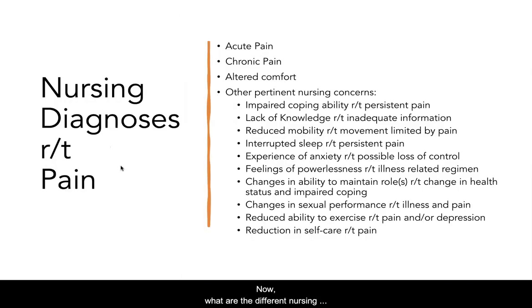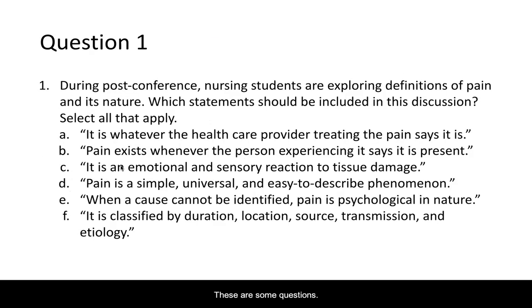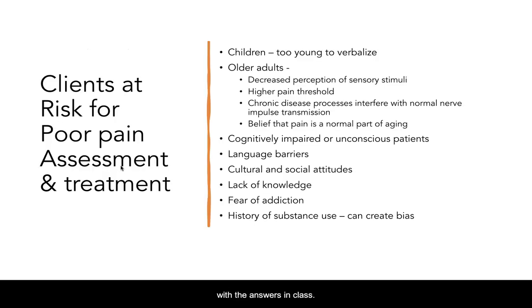Now, what are the different nursing diagnoses related to pain? We have acute pain, chronic pain, altered comfort. These are some other nursing diagnoses that you can use depending on your patient's situation, of course. Clients who are at risk for poor pain assessment and treatment are children, older adults, cognitively impaired, patients with language barriers, cultural and social attitudes, lack of knowledge, fear of addiction, and history of substance use. It can create bias. These are some questions. Please go ahead and review them, and I will provide you with the answers in class.